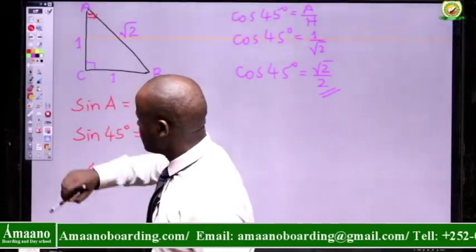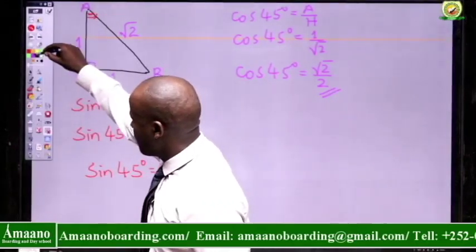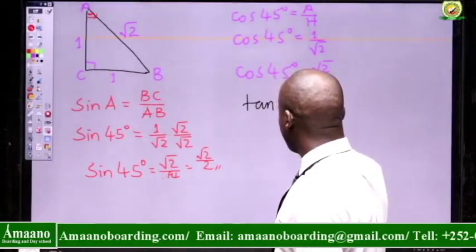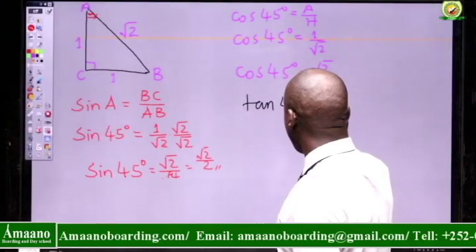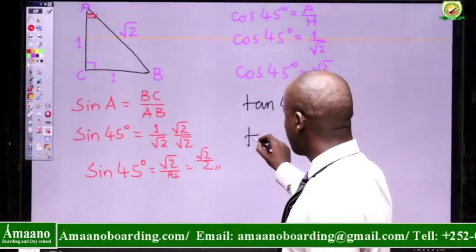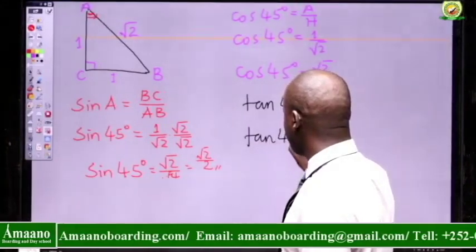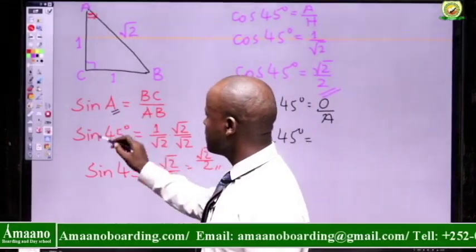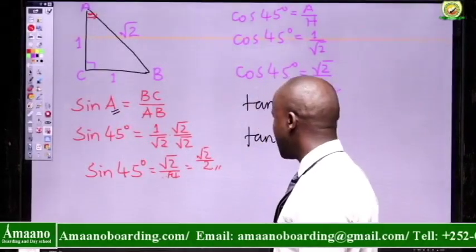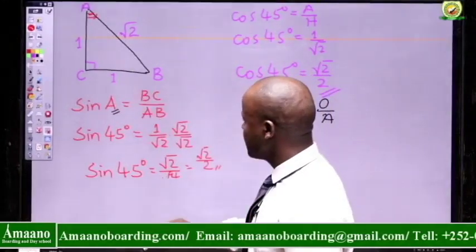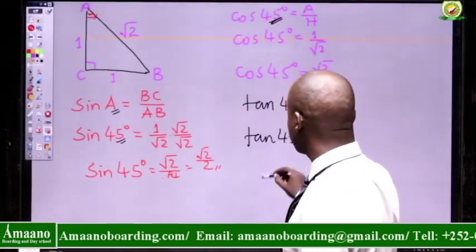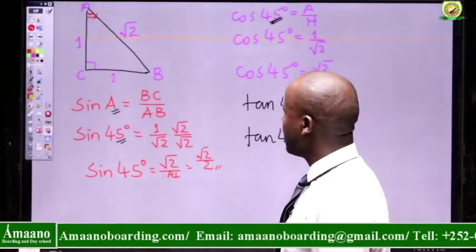Okay, tan 45 is equal to opposite divided by adjacent. So for these 45 degrees, the same angle which is A, we are still finding sine A, cosine A, and tan A. But angle A is given by 45 degrees here. Again, the same angle A, which is 45 degrees.